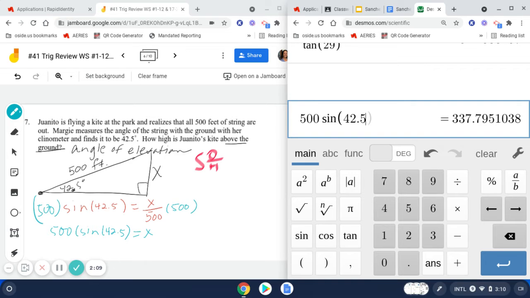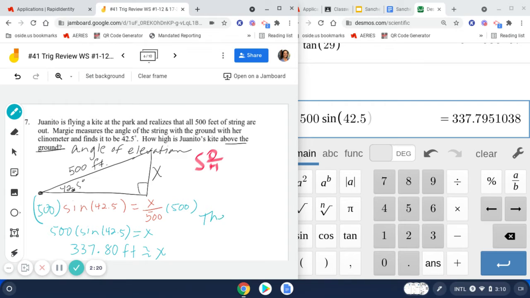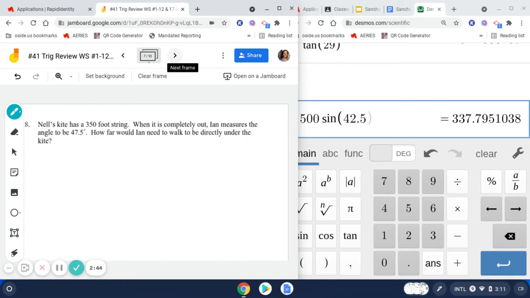And that gives us 337.80 feet. So the kite is 337.80 feet off the ground, or above the ground, however you want to say it, approximately. Okay, pause the video, you try the next one, see if you can draw the image.